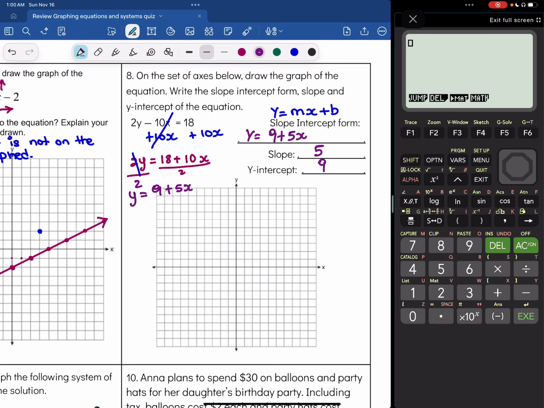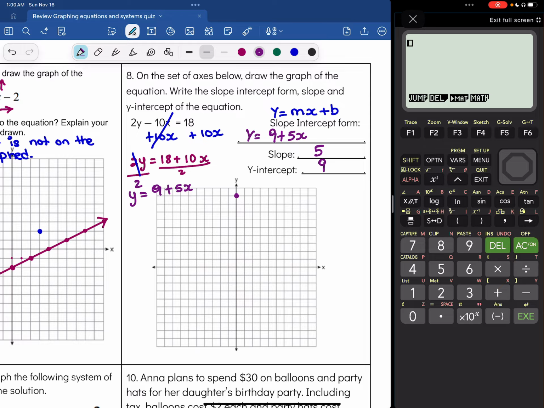Okay, cool. Let's graph this. So we always start at the y-intercept. So I'm going to start at 9 on the y-axis. So let's go up 9. 1, 2, 3, 4, 5, 6, 7, 8, 9. And my slope here is positive 5.